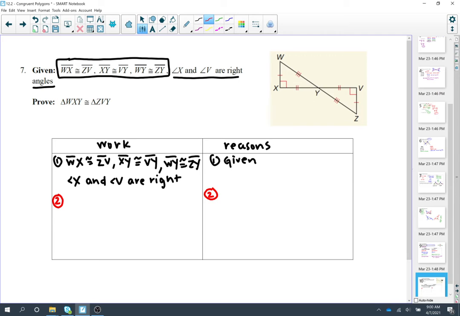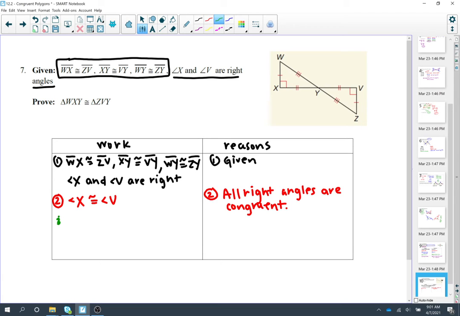So the next thing I'm going to say is angle X is congruent to angle V, and the reason is that all right angles are congruent. Because all right angles are equal to 90 degrees, and everything that's equal to 90 degrees is equal to itself.